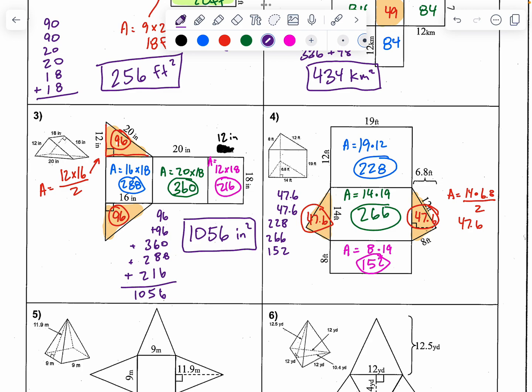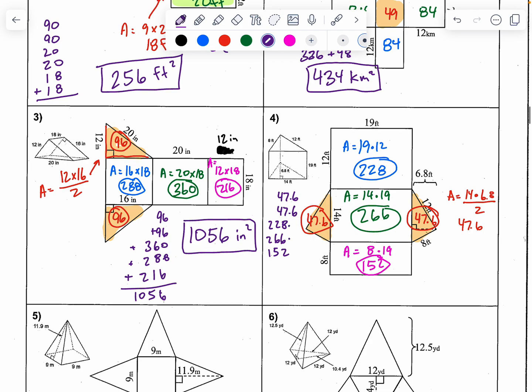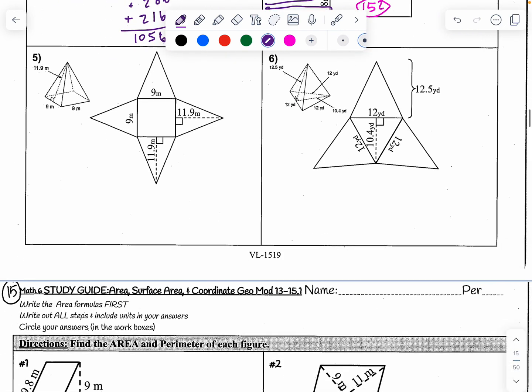Now, of course, as you are adding this up, you line up the decimals. So if you did not have a calculator, you would have to add that little zero placeholder. But I do, so technically I don't have to write that. Plus 228 plus 266 plus 152, which got me 741.2. And that's going to be in feet squared. Last two.